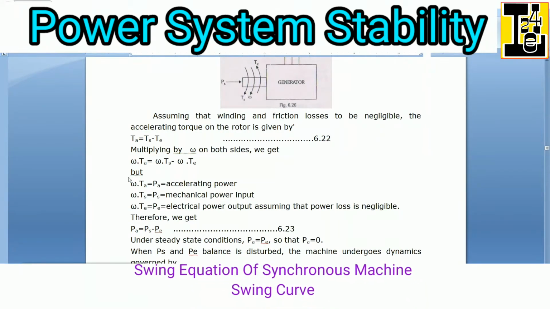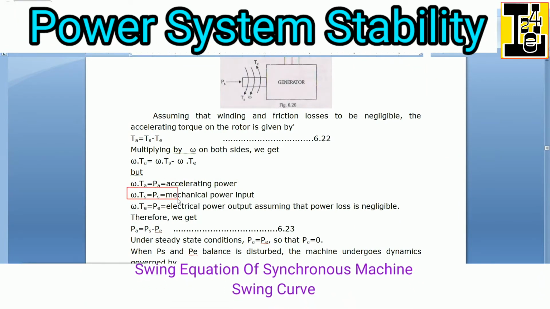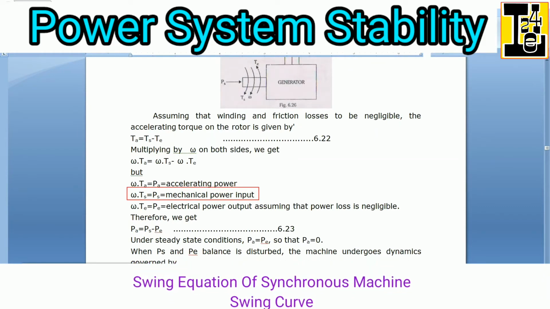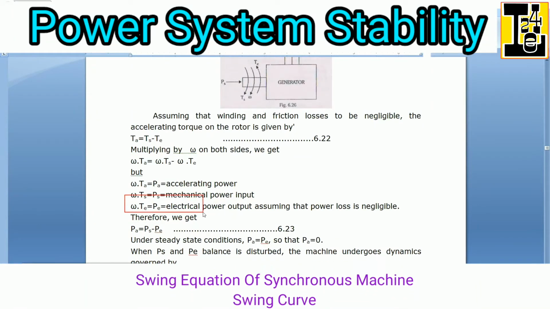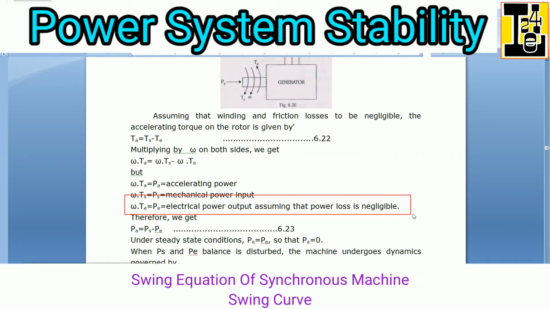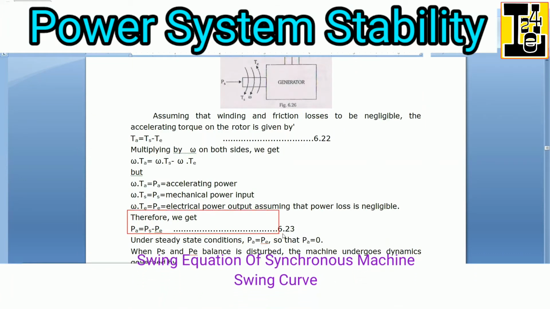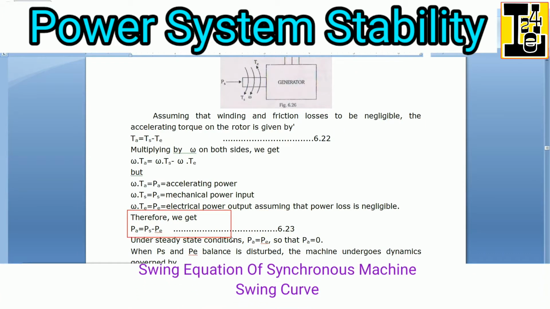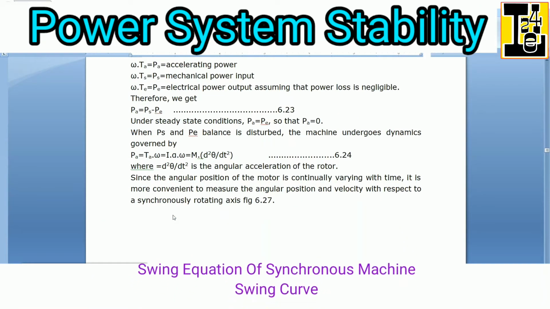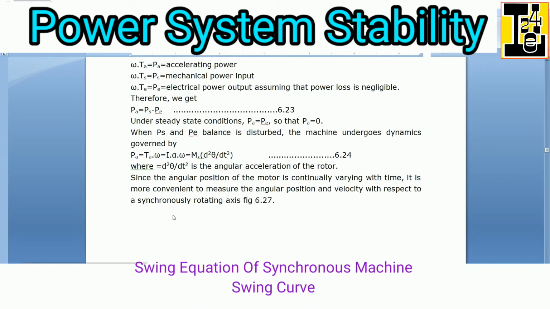Here omega TA equals PA, the accelerating power. Omega TS equals PS, the mechanical power input. Omega TE equals PE, the electrical power output, assuming that the power loss is negligible. Therefore, we can write PA equals PS minus PE. Under steady state conditions, PS equals PE, so that PA equals 0.